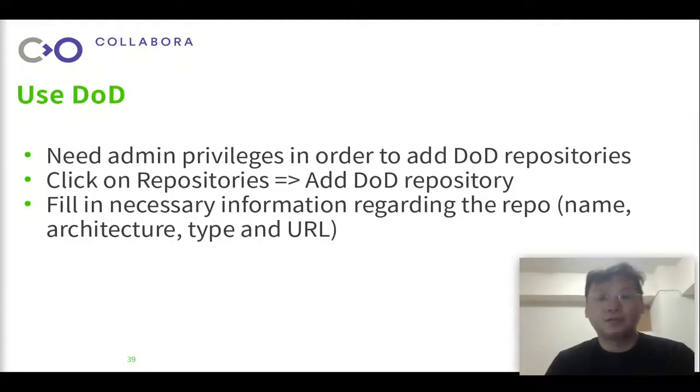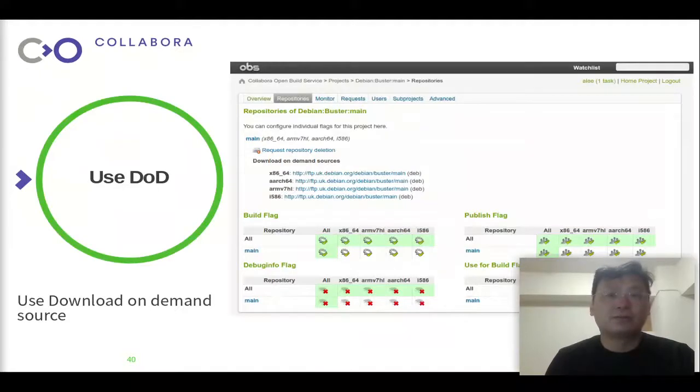To use DoD in your own project, you also need admin privileges in order to add the DoD into your project settings. Just click on repository and click on add DoD repository, and then fill in the information like a repository name, architecture, type, URL, and so on. Now you can have a DoD. Once you add that, you can see the DoD status updated like this in this page. You can see that we have 4 different DoDs added already right there.